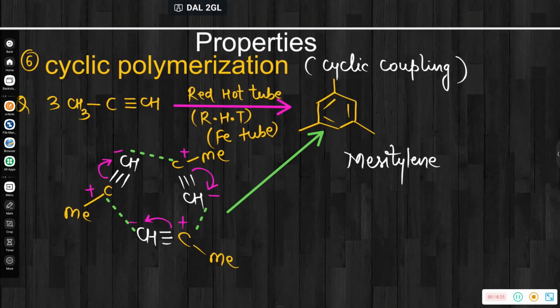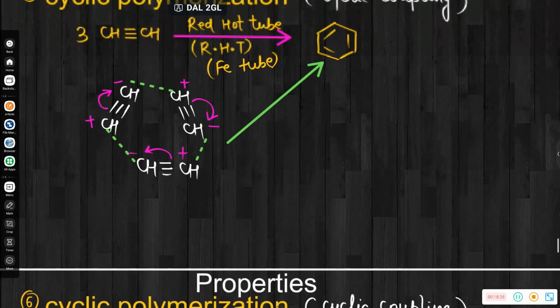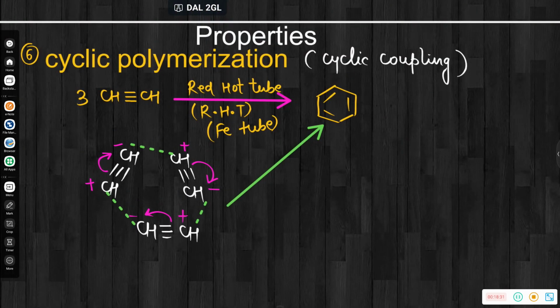This is an important reaction because we will take ethyne here for the preparation of benzene. 3 moles of ethyne we are taking and sending through a red hot iron tube. When ethyne is sent through a red hot iron tube, what will we get? Benzene will form. How? This is also called Diels-Alder type reaction; they also call it cyclic coupling. See, triple bond here, triple bond here, triple bond here. So the remaining double bonds will form benzene. Simple.